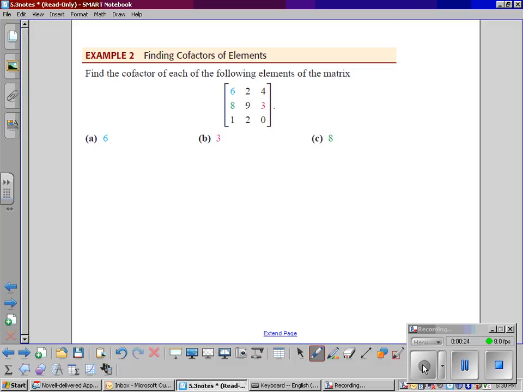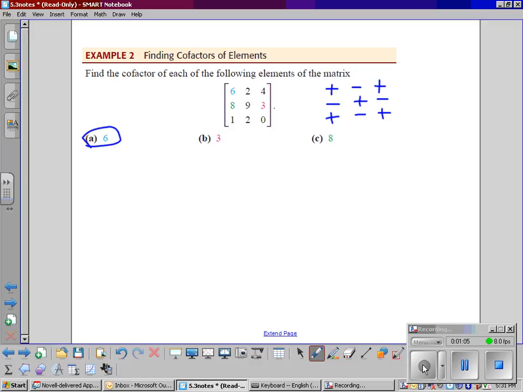We want to find the cofactor of the elements that they ask us about. So to find the cofactor of 6, we need two things. We need a minor and we need a sign. We're going to get the sign from a sign chart. So this is a 3 by 3 matrix. What we want to do is make a sign chart that alternates signs and is also 3 by 3. Always start with a plus. So plus minus plus, minus plus minus, plus minus plus. Notice that no two minuses are next to each other, no two pluses are next to each other. So the signs alternate. So we need a sign, and we also need a minor.